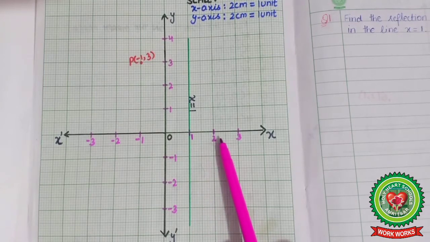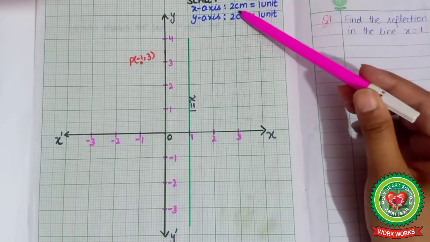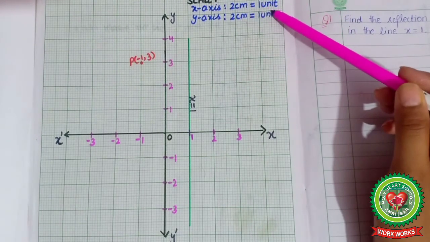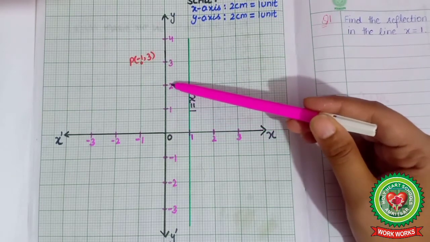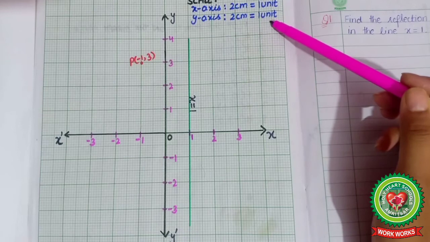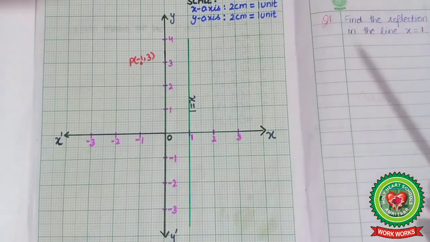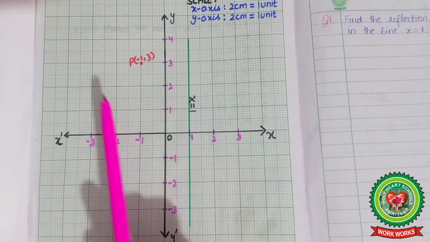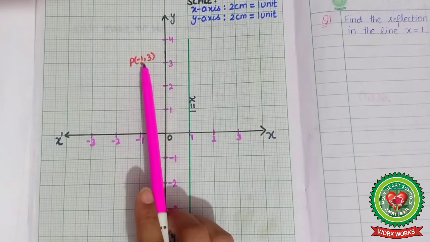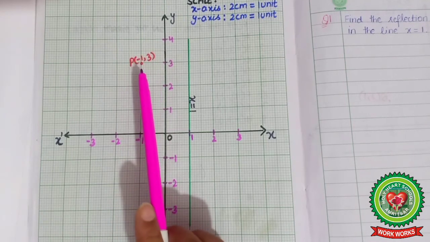Again, a 2 centimeter difference of 1 is there. So it means on the x-axis 2 centimeter equals 1 unit. Similarly, on the y-axis also 2 centimeter equals 1 unit, we have to write. Now according to the question, we have to find the reflection of the point P (-1, 3) in the line x equals 1.